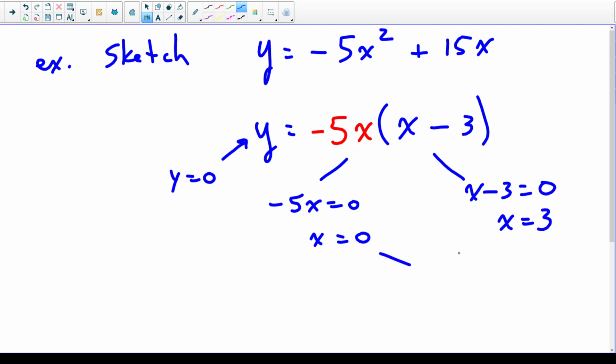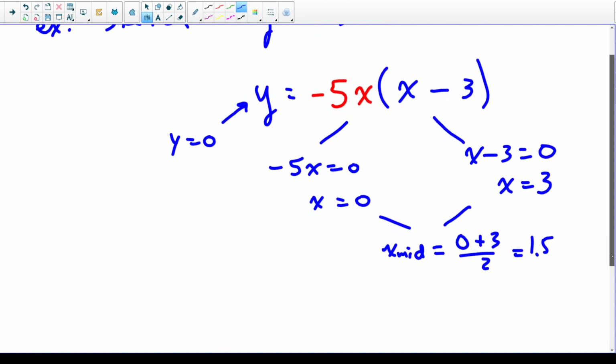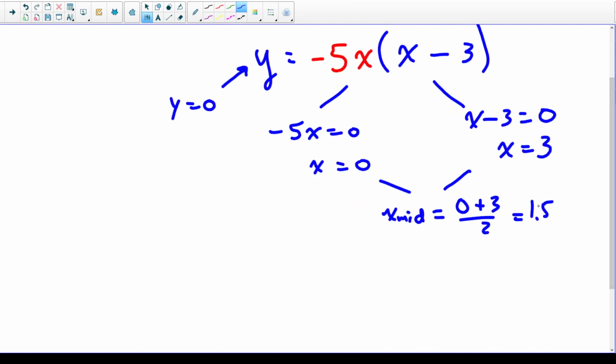And then what I usually do is I'll just do these two little lines to show that I'm now finding the middle of those 2 points. Well, what's the middle of 0 and 3? Now, this can happen. 0 plus 3 divided by 2 equals 1.5. So we're getting a decimal answer, and that's okay. That can happen, all right?